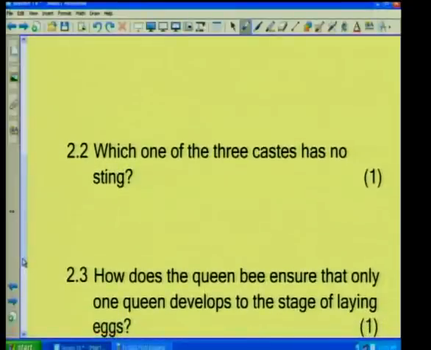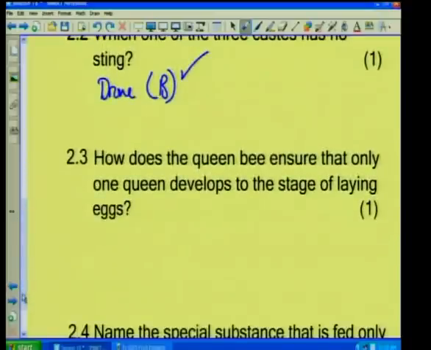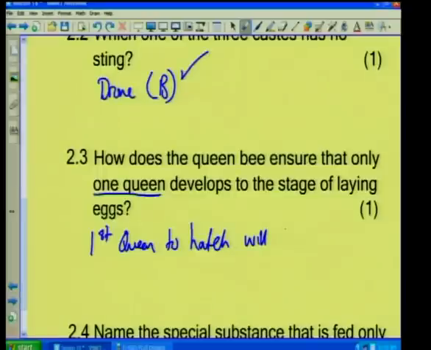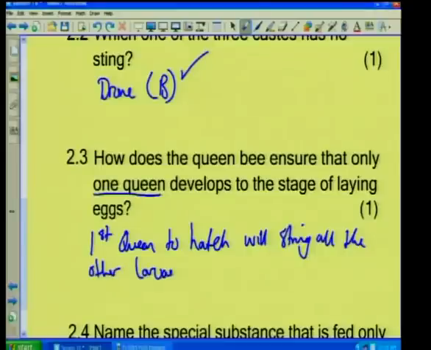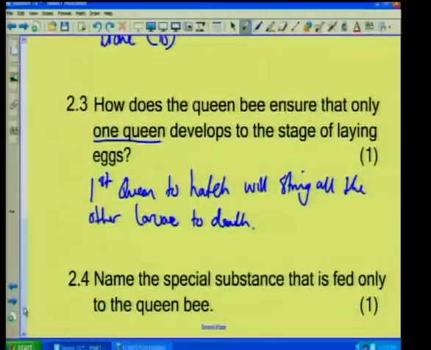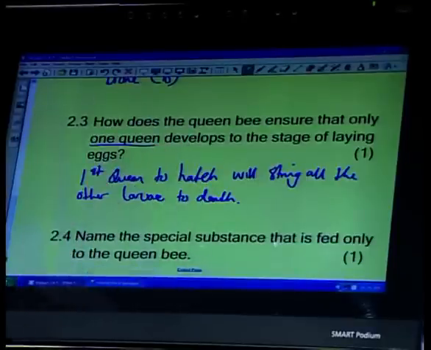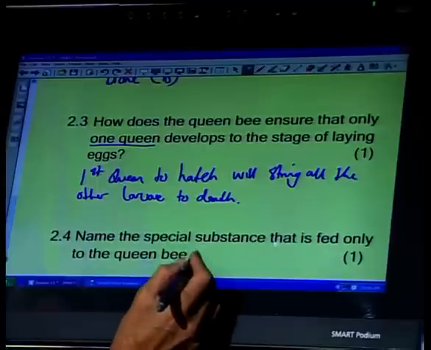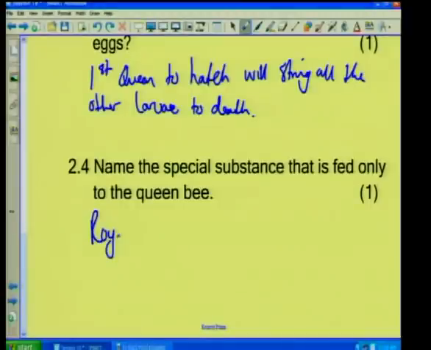Which one of the three castes has no sting? Well, you should know by now that the poor drone has no sting, and he was B. Then, how does the queen bee ensure that only one queen bee develops to the stage of laying eggs? As soon as she hatches, the first queen to hatch will sting all the other larvae to death. She kills them all. Whoever gets out of that little cell first, she just kills the whole lot. Okay, name the special substance that is fed only to the queen bee. It is royal jelly.